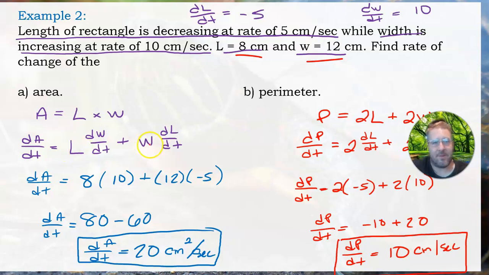They gave us the length. They gave us the width. They gave us the rate of change of the length and the width. So all that information is right here in the question. Then it's just a matter of multiplying it across, and that's how we got the answer of 20.